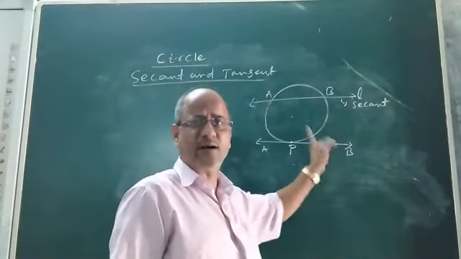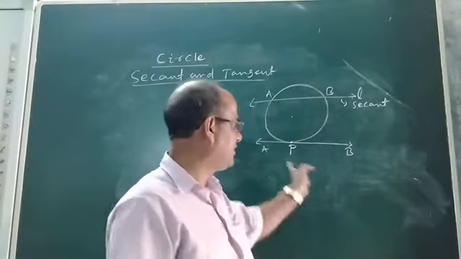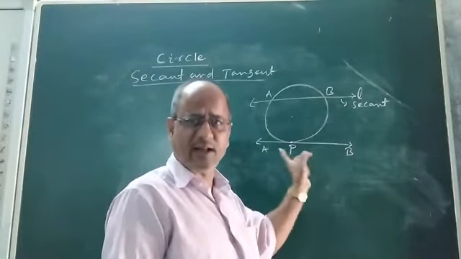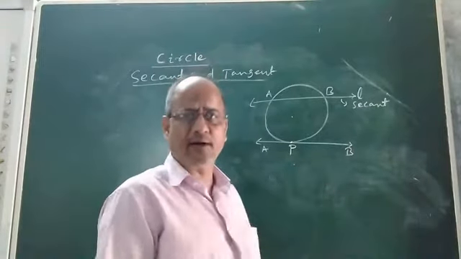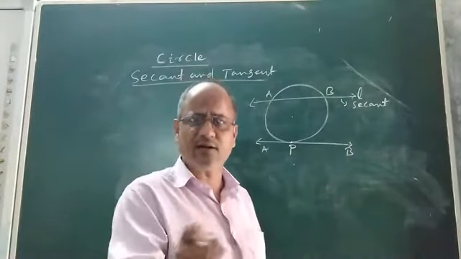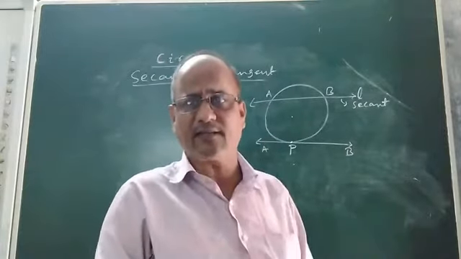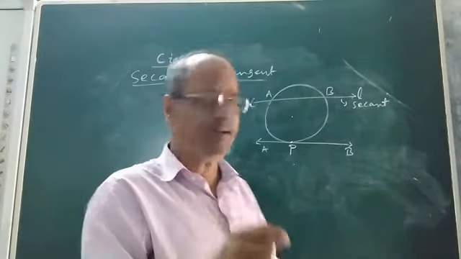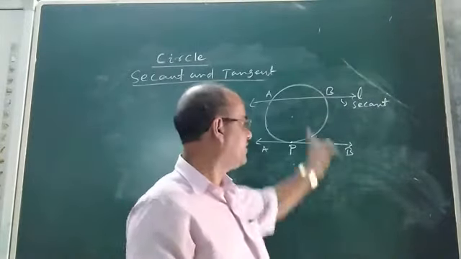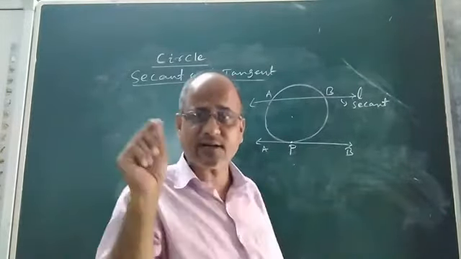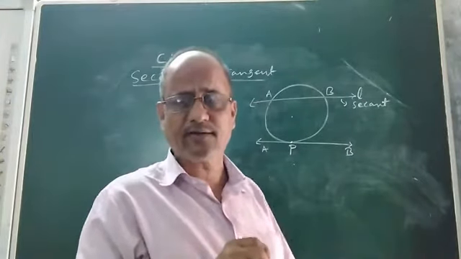This line is a tangent. Why is it called a tangent? Any line which touches a circle exactly in 1 point can be called a tangent. So this is the difference between tangent and secant. Tangent is a line which touches the circle exactly in 1 point, whereas secant is a line which intersects the circle in 2 distinct points.